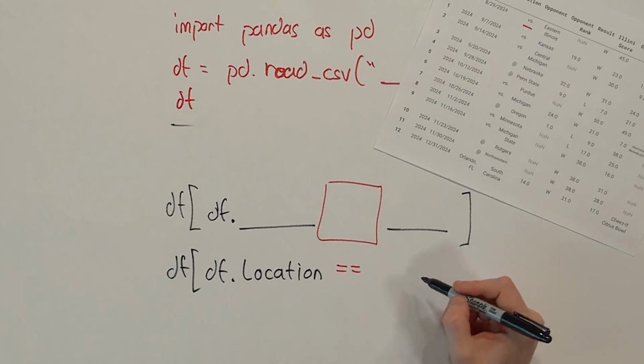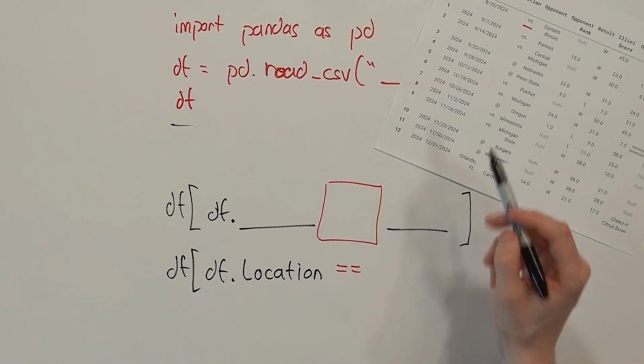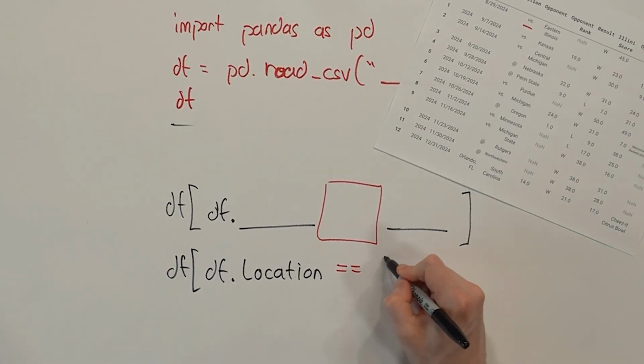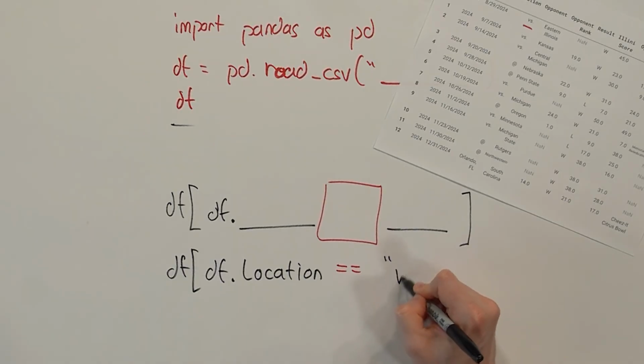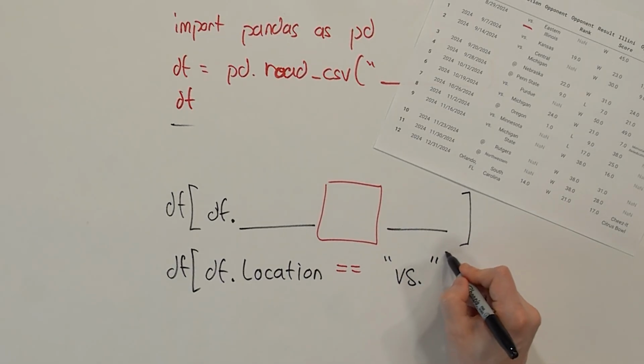And then the third thing that we must do is look at what we want the location to be exactly equal to. And here, we want it to be exactly equal to the string vs dot, close string. And then I'm going to close my square bracket.